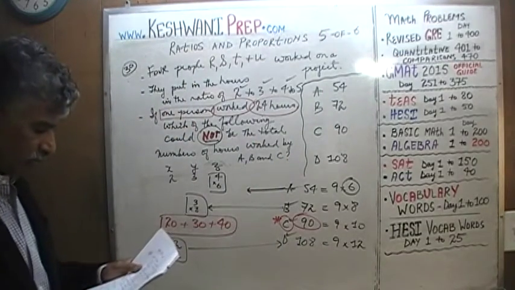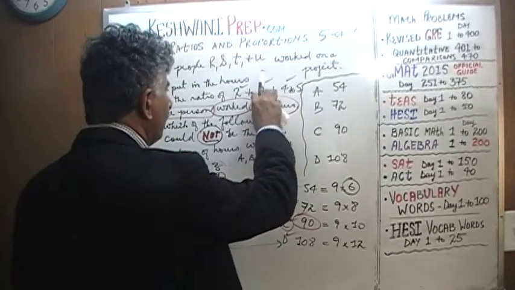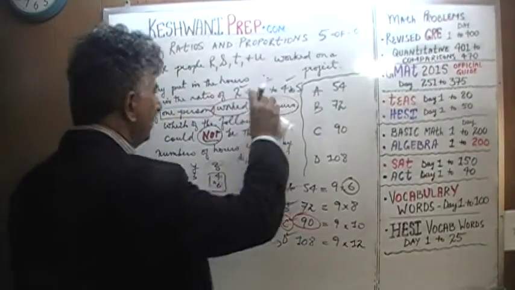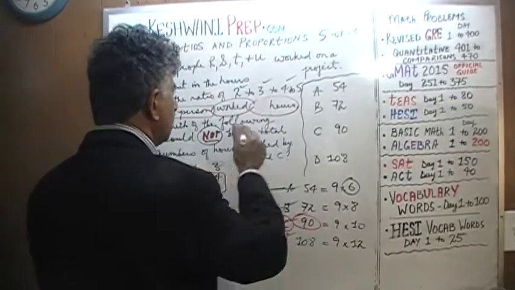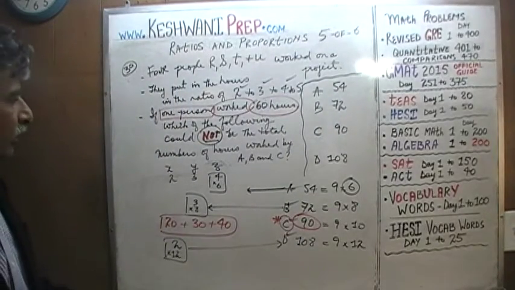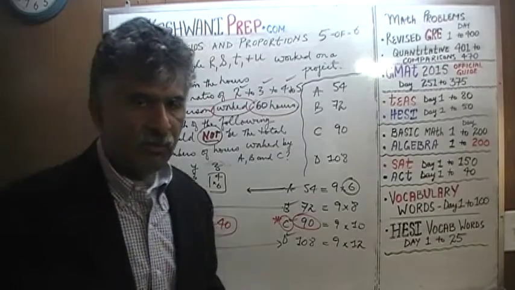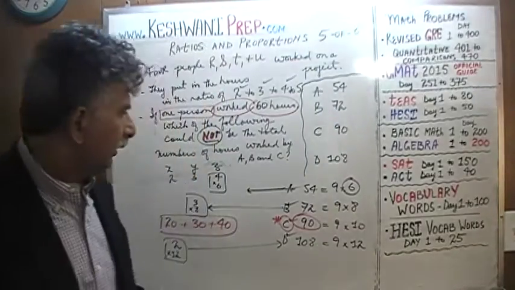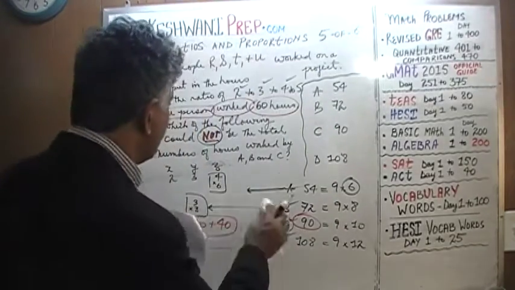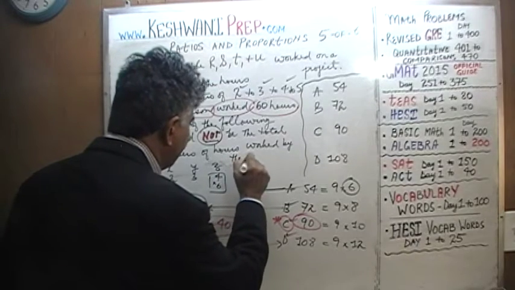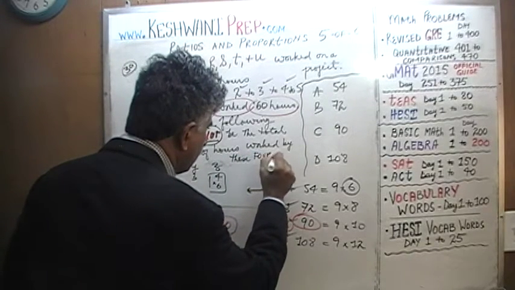We are told that one person worked a total of 60 hours. Of course, we do not know who, obviously. Which of the following, based on the fact that one person worked 60 hours and these four people worked in the ratio of 2 to 3 to 4 to 5, could not possibly have been the total number of hours worked by these four people?